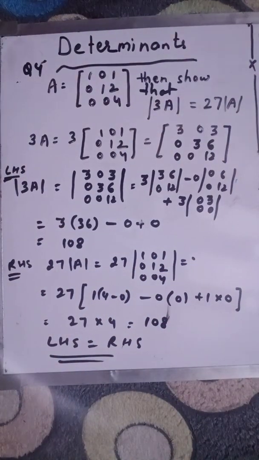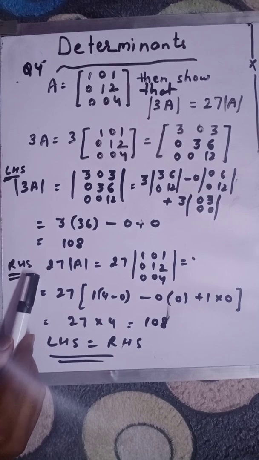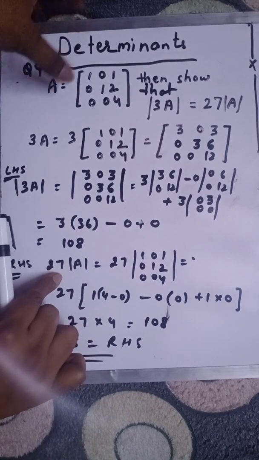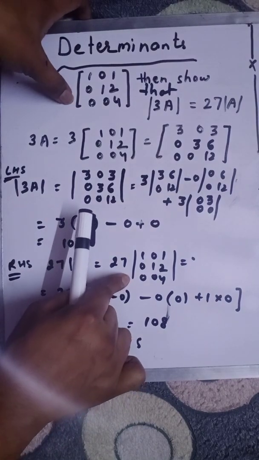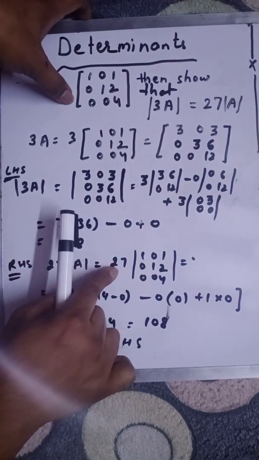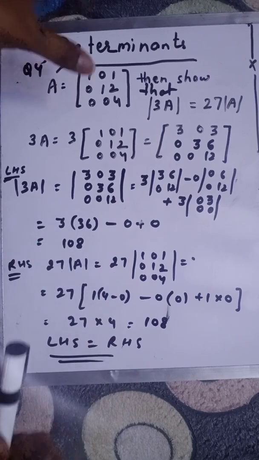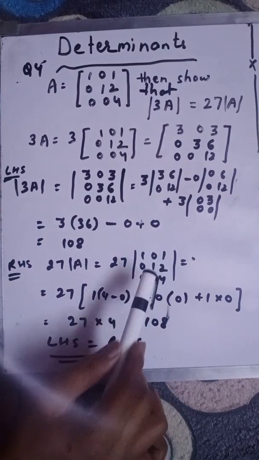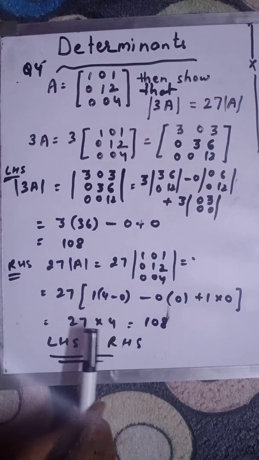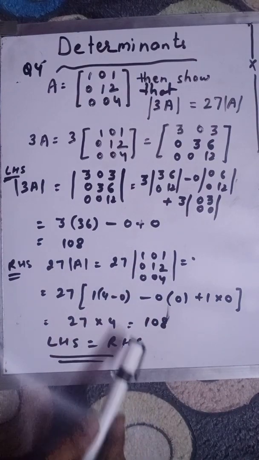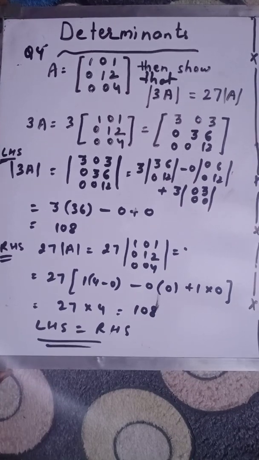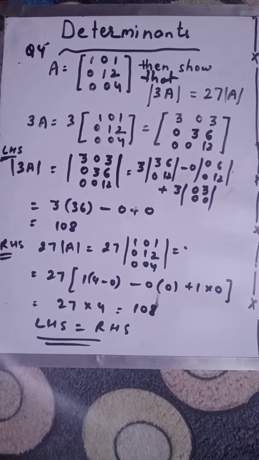After that, you have to take the right hand side. Here is the right hand side, that is 27 times the determinant of A. So the matrix A is given to you. You have to convert this matrix into a determinant like this, and 27 will remain outside. Okay, then you have to expand this determinant, and after expanding this, you will get 4 only. And 27 into 4, you will get 108. Hence, the left hand side is equal to the right hand side. This is how we can verify this statement.